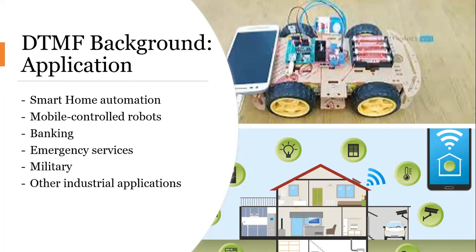DTMF can also be used for interactive voice response in banks for customers to access their account information or to make transactions. It can also be used in emergency services to identify the location of a caller and dispatch emergency responders. DTMF can also be used in military communication systems to transmit encoded messages and to control remote equipment. It has many other applications in industries.